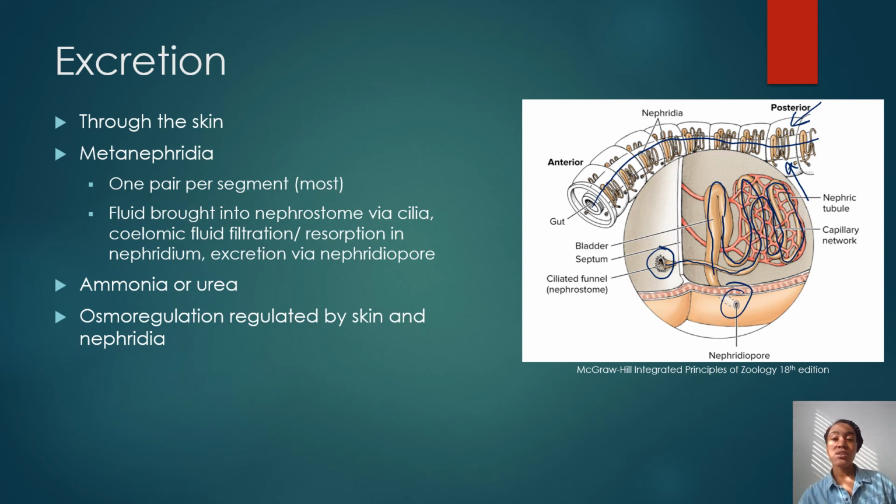The annelids can either excrete ammonia or urea. Ammonia is far more potent than urea, but depending on the species, they may excrete either, or some excrete both. And the osmoregulation of the organism is through the skin and through the nephridia. We talked about osmoregulation in the flatworms and how it was mainly through their kidney-like structures. Similar thing here, but they can also do osmoregulation through their skin.